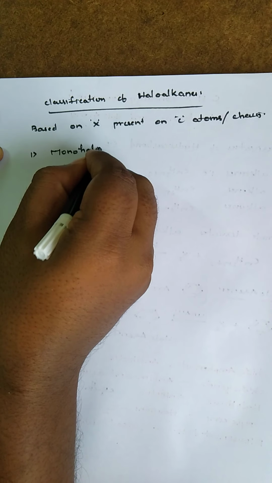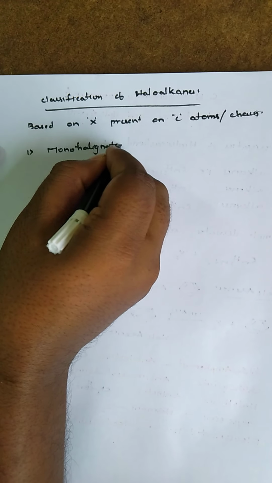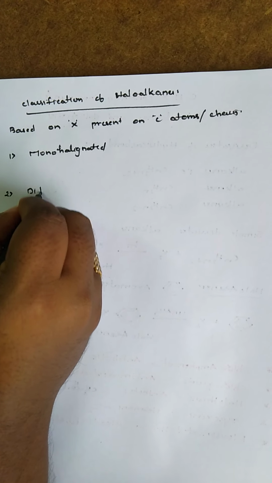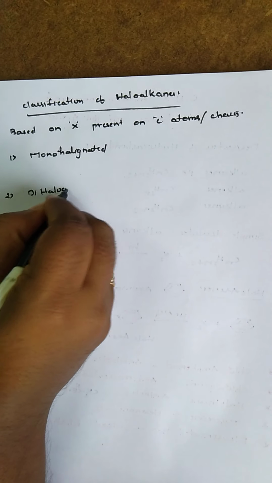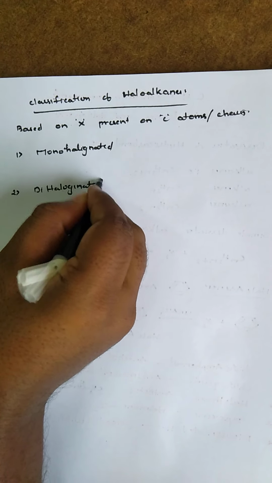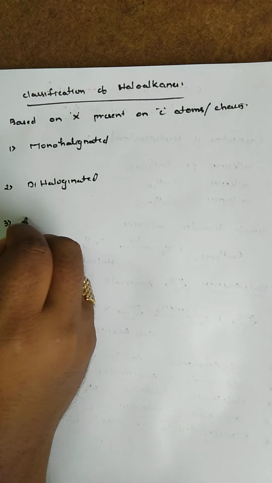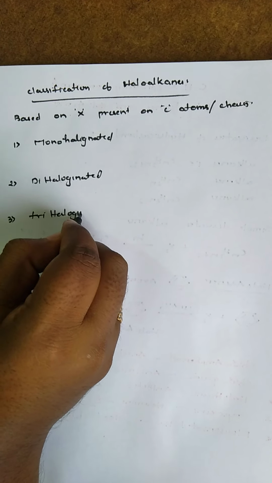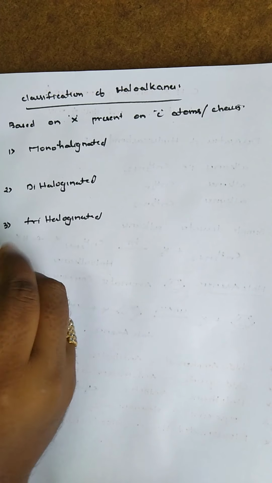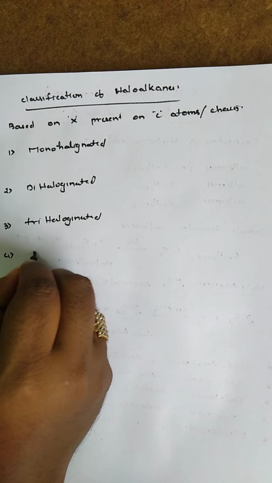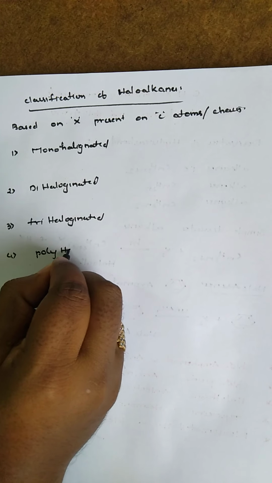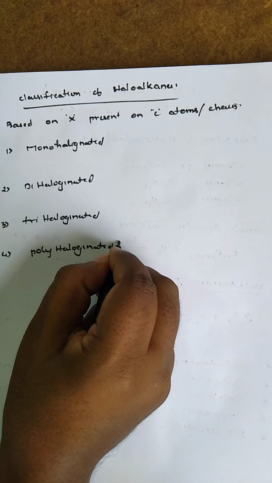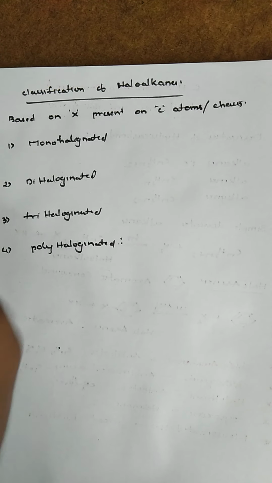First, monohalogenated compound. Second, dihalogenated compound. Third, trihalogenated compound. Now polyhalogenated compound. This is based upon the number of halogens present on carbon.